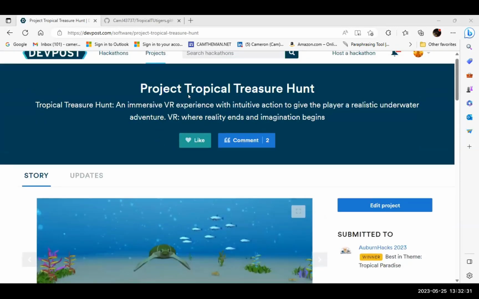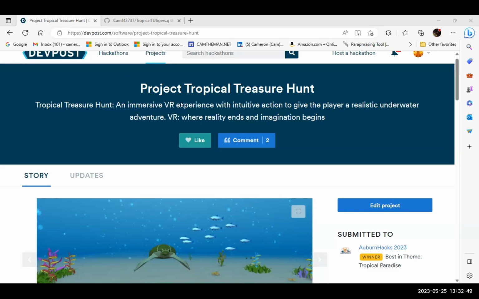So this is our project, Tropical Treasure Hunt. Wait, can I move this screen out of the way? Okay, awesome. So this is Tropical Treasure Hunt. This is a hackathon project we had worked on. It was early this year, around February. It was hosted by Auburn Hacks at Auburn University in Alabama.